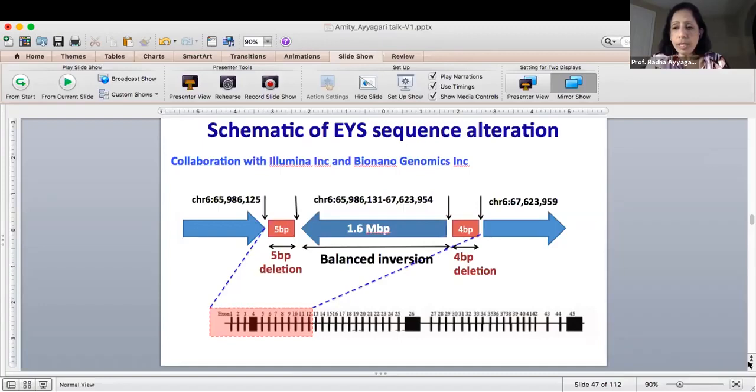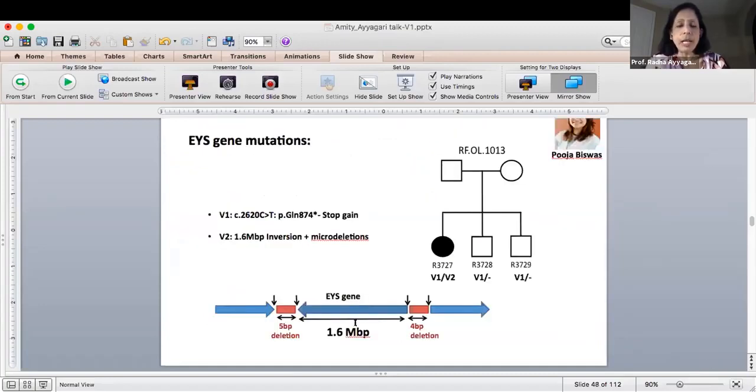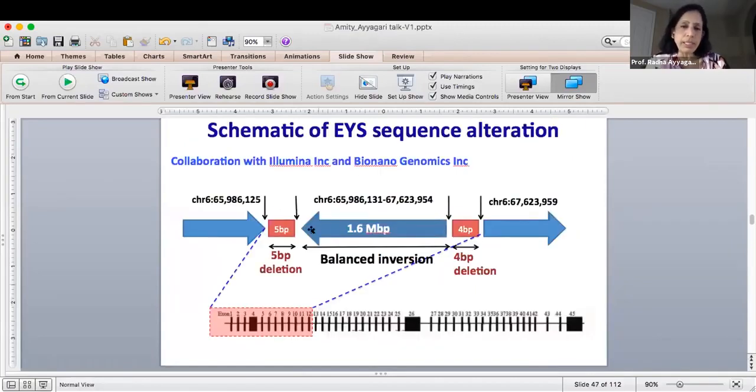So at that point, we could amplify. Now, when you design primers on both sides of this in that orientation, because it is in the reverse orientation, we could amplify and then sequence. So now we know this particular inversion is there.